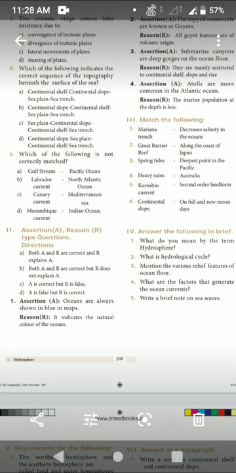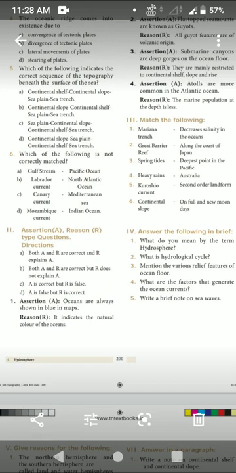Okay. Next one, questions are of assertion A, reason R type. Here, both A and R are correct and R explains A. Okay. Next, Roman number 3, match the following. Marine. What's the correct answer? That is the deepest point in the Pacific. Okay. Great Barrier Reef, that is Australia. Sargasso Sea, that is the North Atlantic Ocean.